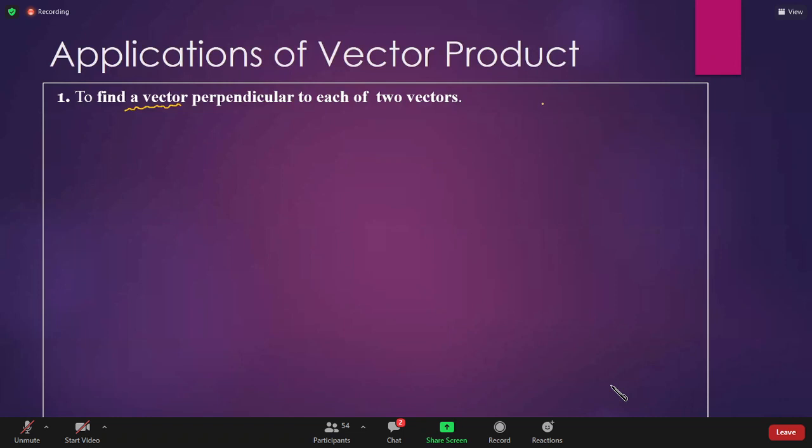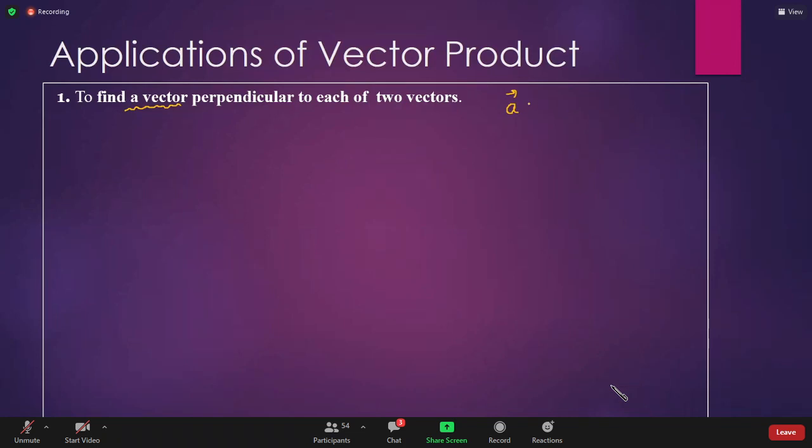So let's try some example. For example, let's say, yes, torque, exactly. Torque, the moment of force. That's exactly it. Yes, the torque is actually the last application for this.